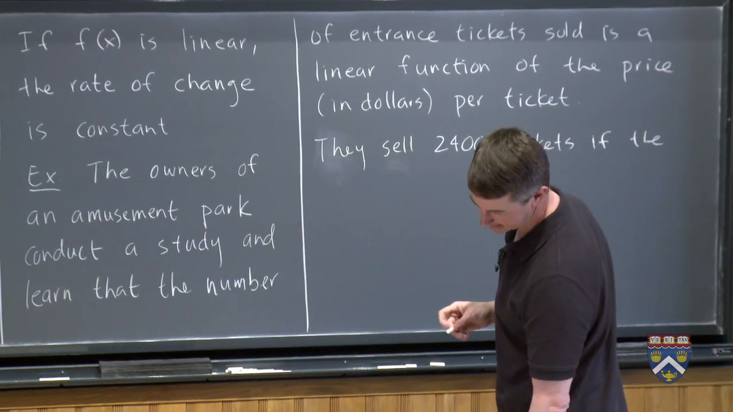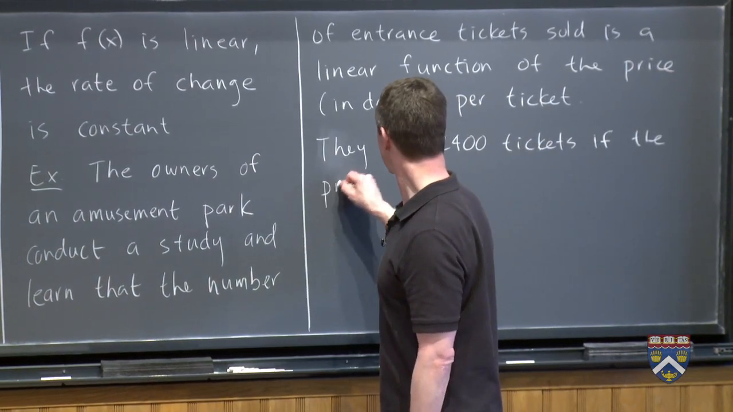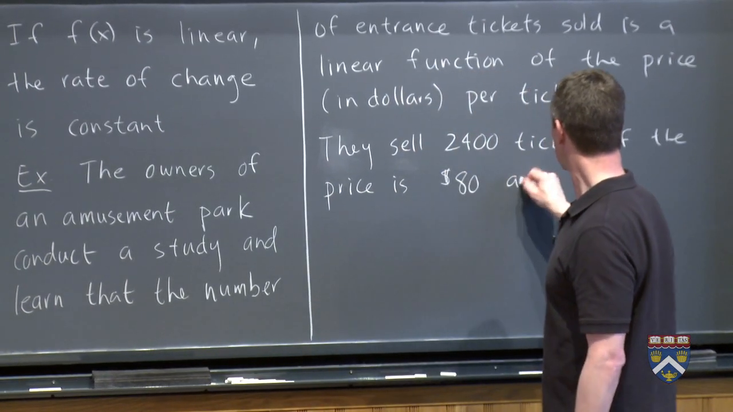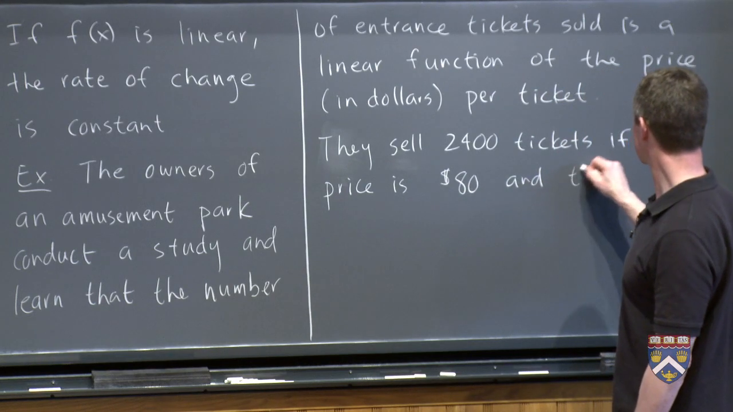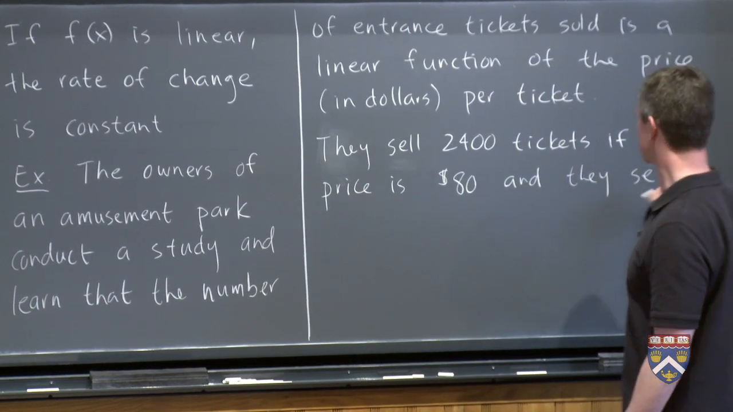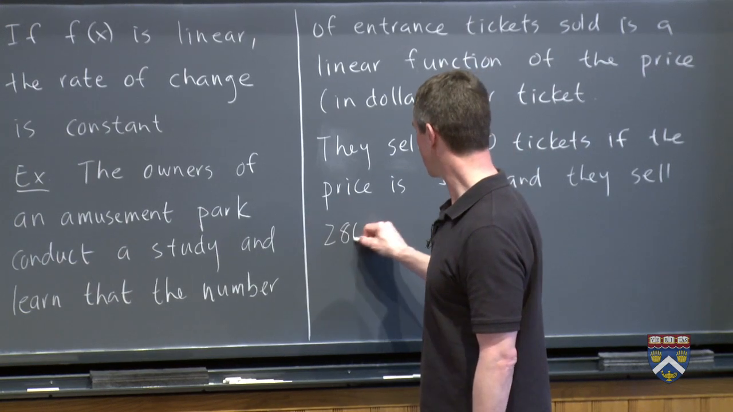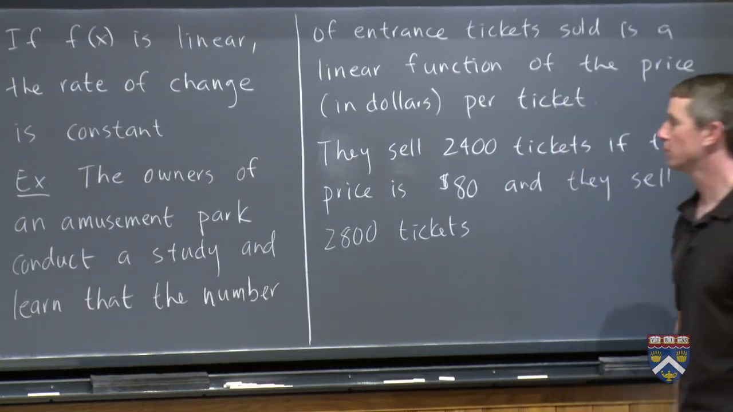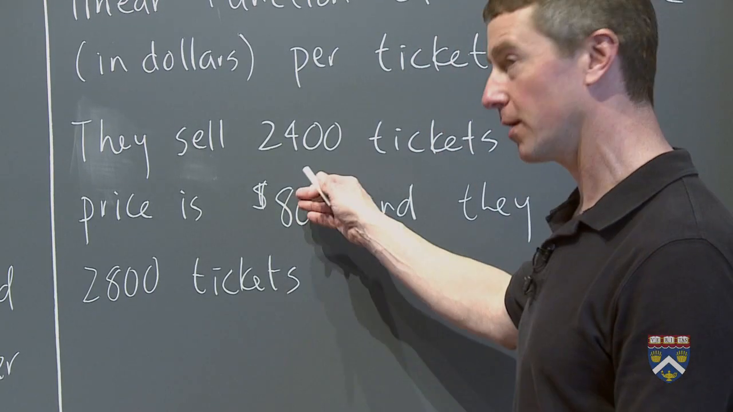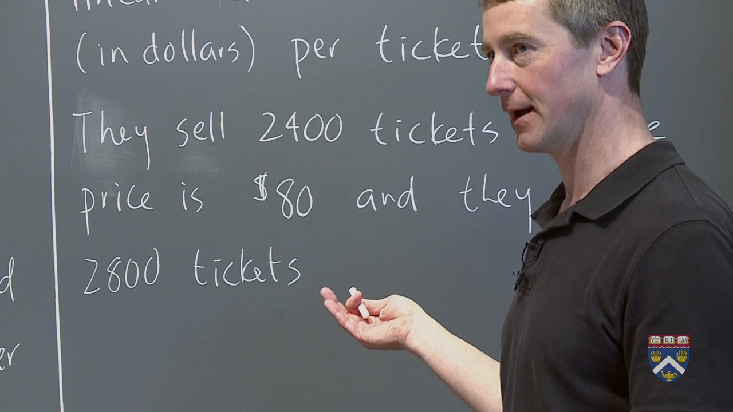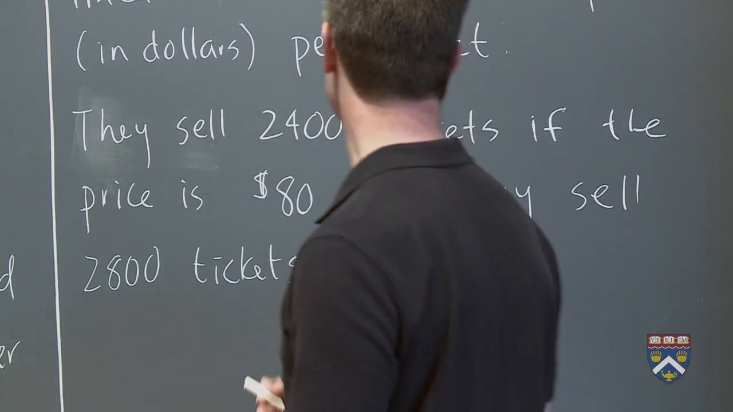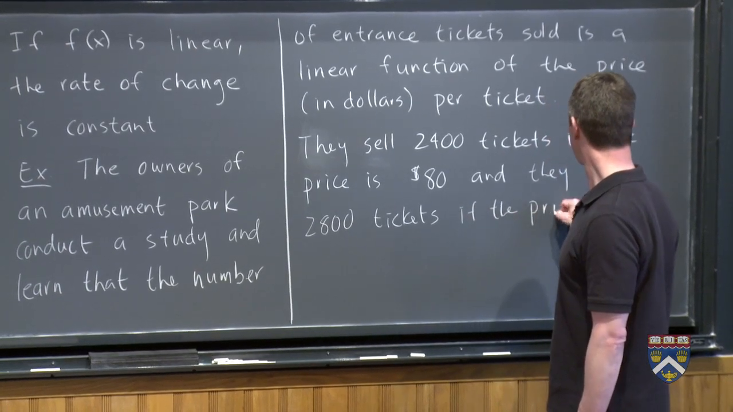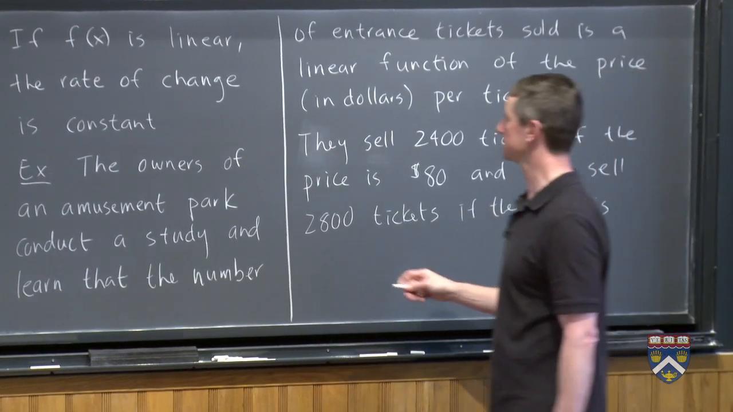If the price is $80, and they sell 2,800 tickets. Now, just based again on what is reasonable, will they sell 2,800 tickets if the price is more than $80 or less than $80? Should be less than $80, right? So they sell 2,800 tickets if the price is $60.